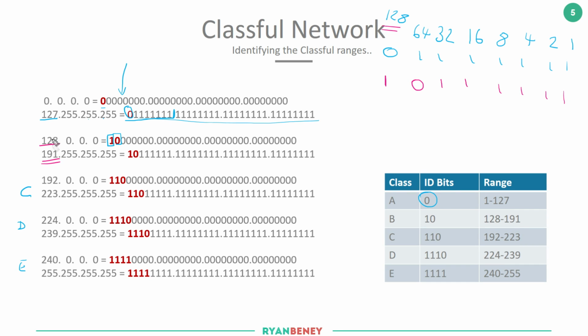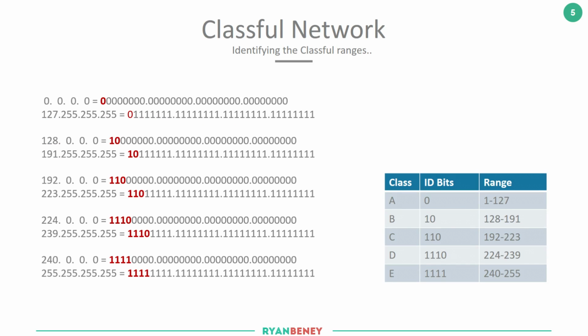So by doing this calculation and looking at the identification bits across essentially the most significant bits in the first octet, a device, whether that's a router, a PC, whatever it may be, is able to identify which class of IP ranges that particular IP address lives in, and off the back of that it's also able to identify which portion of the IP is the network and host.